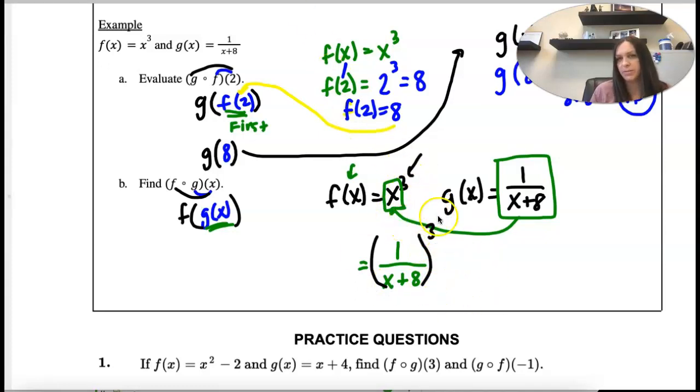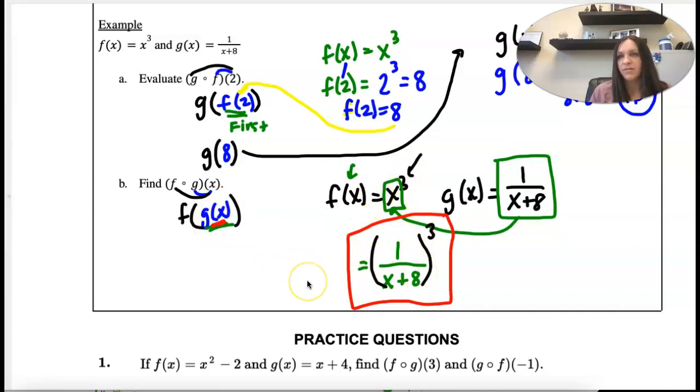And I'm not going to make you simplify that. This would be our answer. We just put g of x inside f of x.